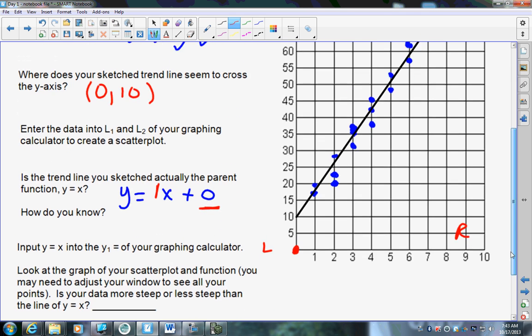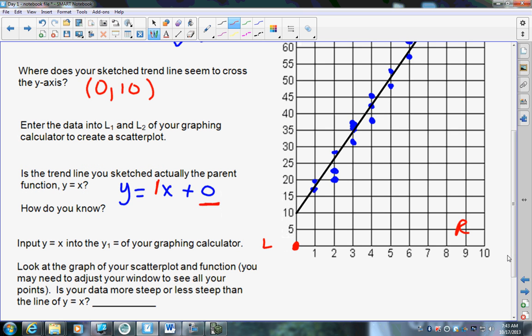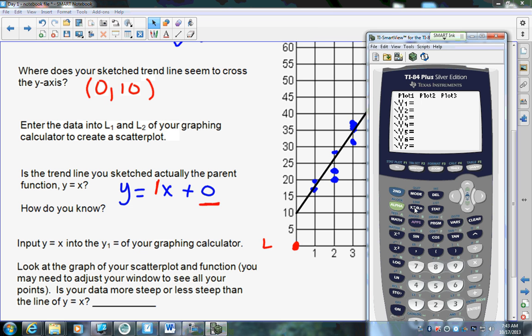But what you have to do to try and figure out what your equation is in the calculator, you're going to start in the calculator and go to y equals and put the linear parent function in there. Now, you know, when I press graph, all I see is this. We forgot to do a couple of things in order to be able to see our points.